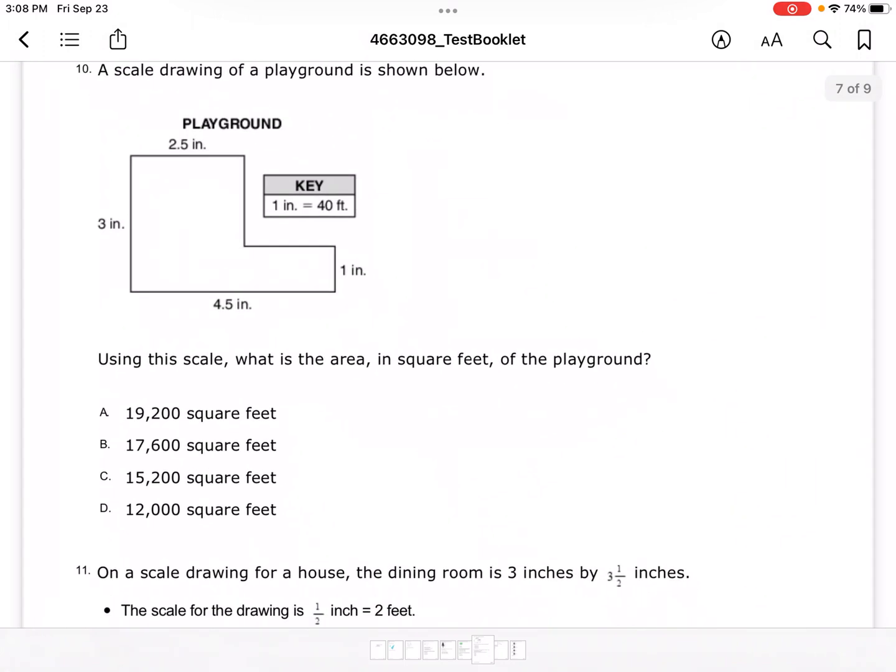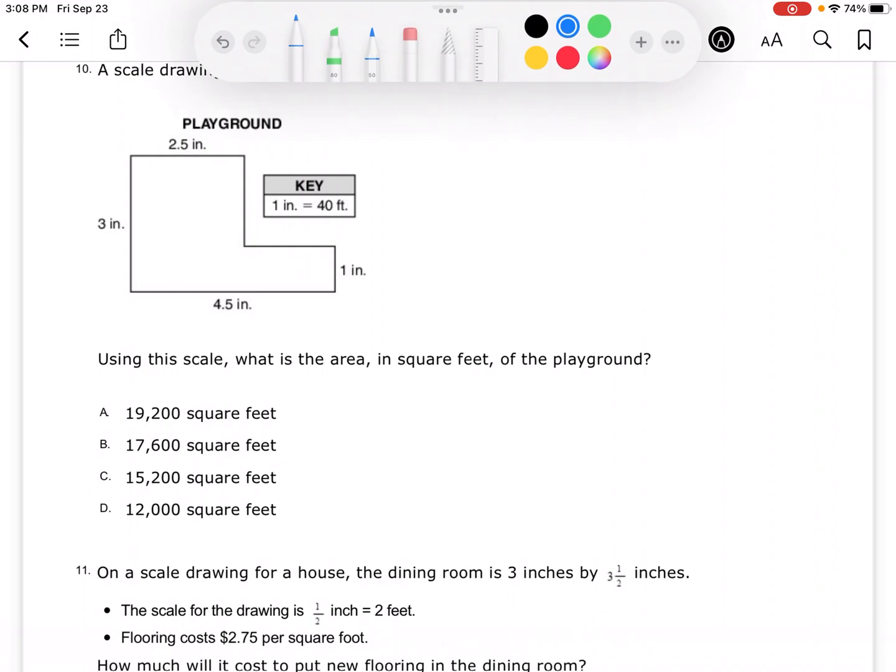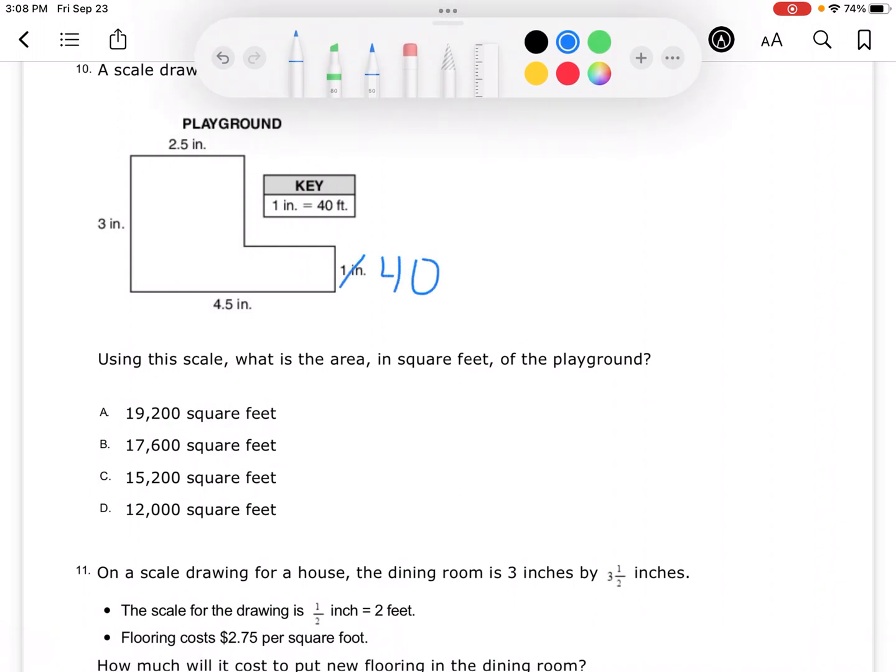All right, so we're looking at a playground. Before I can do anything, I have to change my dimensions. So I'm going to multiply all my side lengths by 40. So I know this is 40. This is going to be 120. 2.5 times 40 is going to be 100. And then 4.5 times 40 is going to be 180.